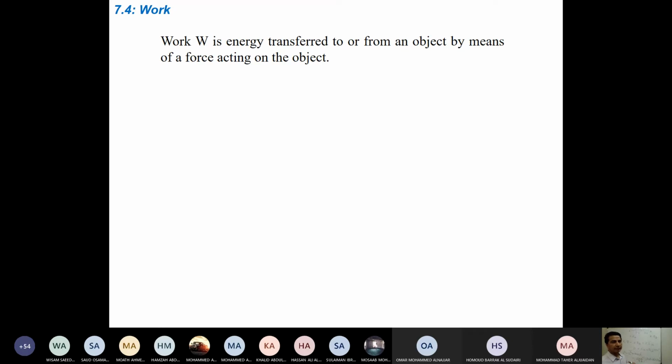So what I actually did was transfer some part of my energy, which was stored in my muscles in the form of chemical energy, into the car, and we are seeing that energy now in the form of kinetic energy. So how did I transfer? Just because of the force, because I was applying the force on the car and the car went as a result. So work is energy transferred to or from an object by means of a force acting on the object.